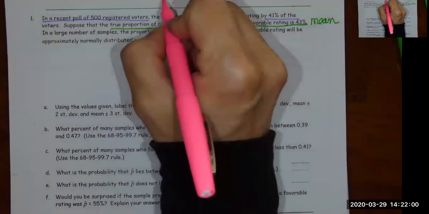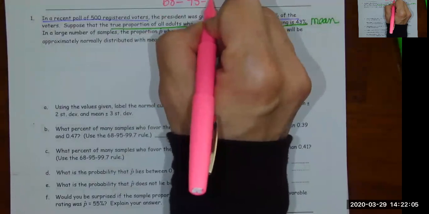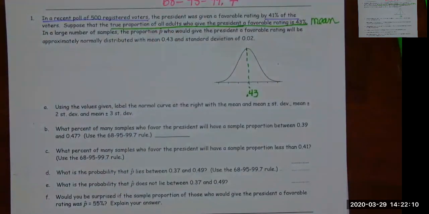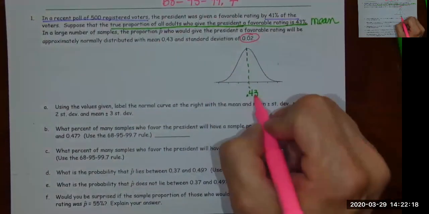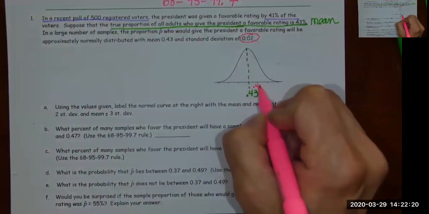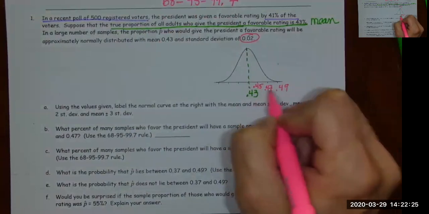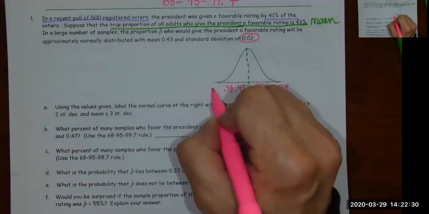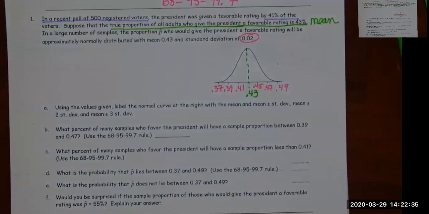Yes, you got it. It's the 68, 95, 99.7, right? Y'all remember that? Never forget that, okay? All right, so let's fill this in. 0.43, standard deviation is 0.02, so add that on, that'd be 0.45, 0.47, 0.49, and this is going to be 0.41, 0.39, 0.37. Okay, so we've got our empirical rule filled in.